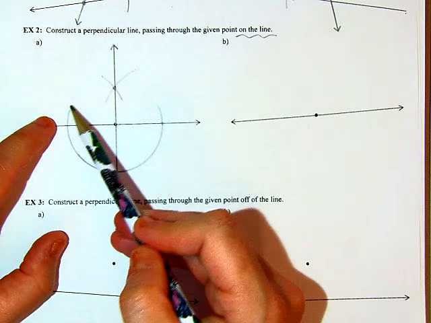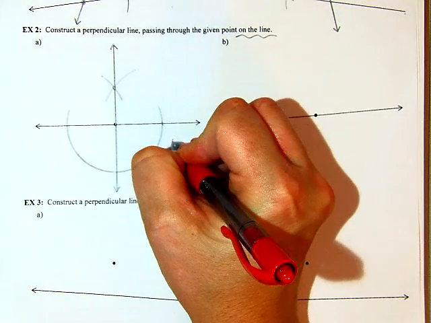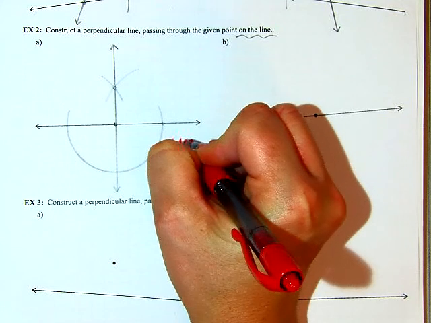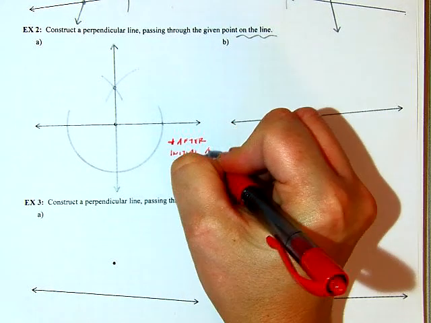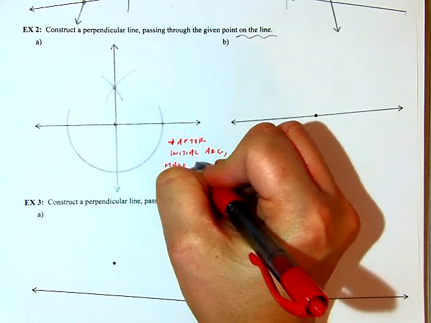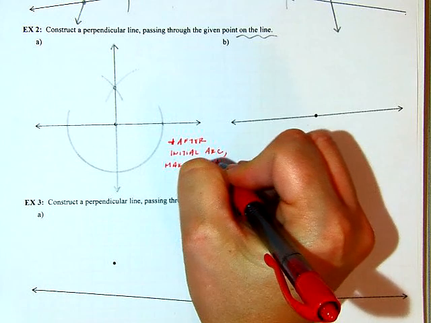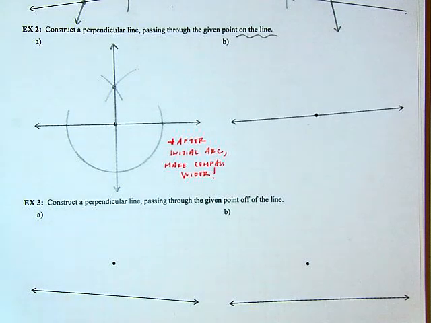We had to draw that initial arc, and then we had to make our compass wider. I'm going to write that here so you guys have that in your notes. So after the initial arc, make the compass wider. Okay, and then we're going to practice it one more time. So if you want to pause, try it by yourself. That's always an option.